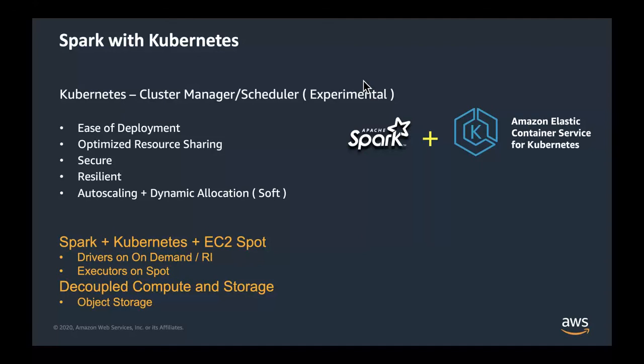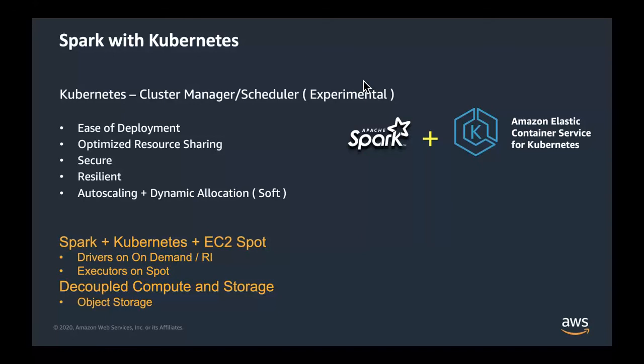External shuffle is still not enabled in Spark plus Kubernetes. It is in their pipeline. So what they have done in the latest release is they have done something called dynamic allocation soft, where you can still do dynamic allocation, but it is not dependent on the external shuffle, and it will only consider those executors for scaling in or out which do not have any shuffle files associated with it.